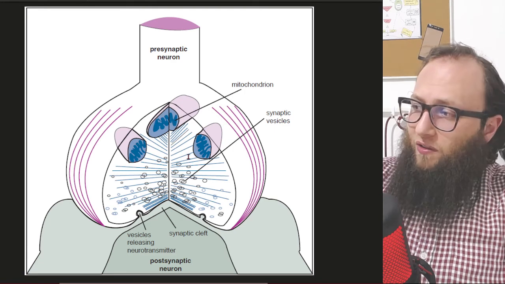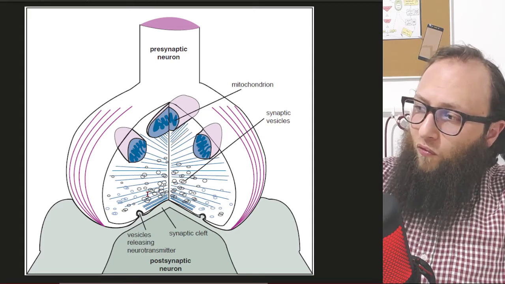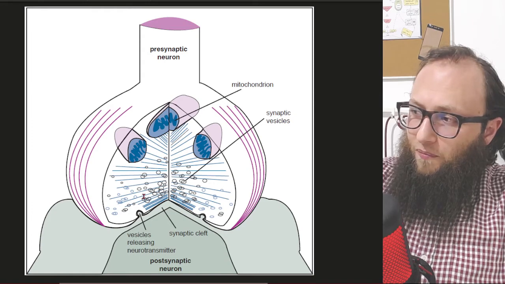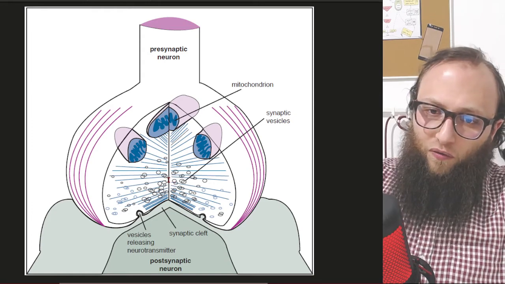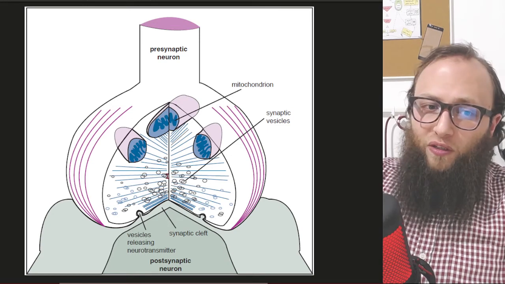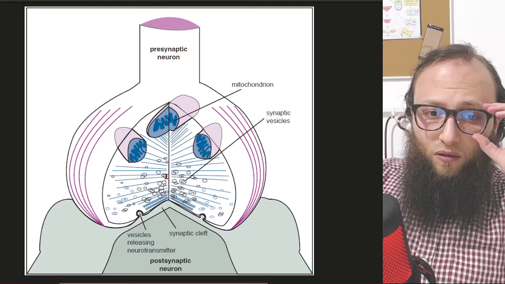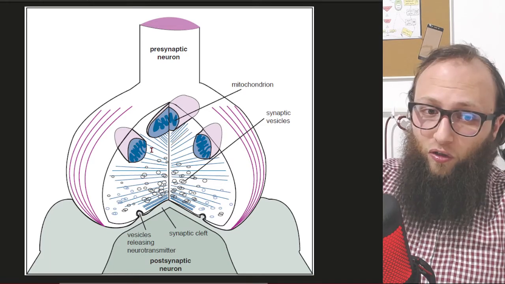Chemical neurotransmitters are stored within what? Within these small vesicles here, in the terminal of this axon. These vesicles are ready for release upon firing of the presynaptic neuron.